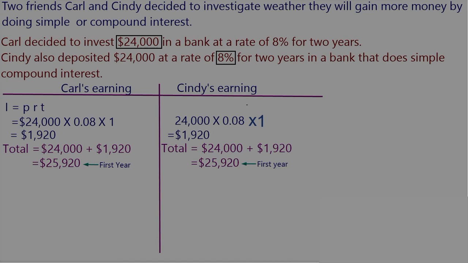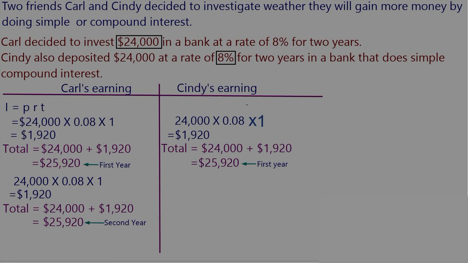Let's now calculate Carl's earnings for the second year. We again multiply the principal by the rate by the time. Carl would still get the same interest of $1,920. Adding the principal and the interest together, we notice that Carl will get the same interest and total in year 2, just like in year 1.